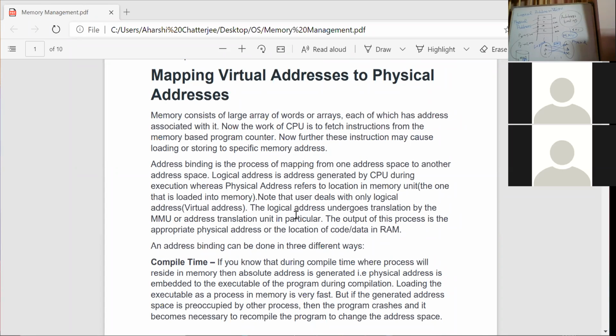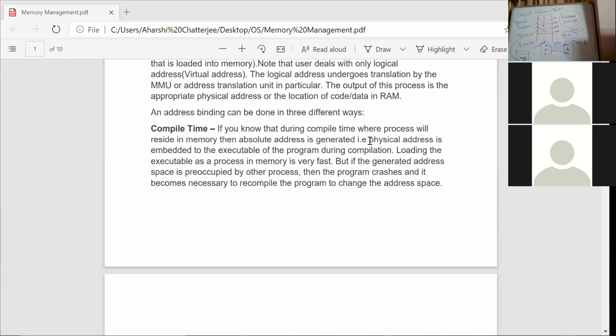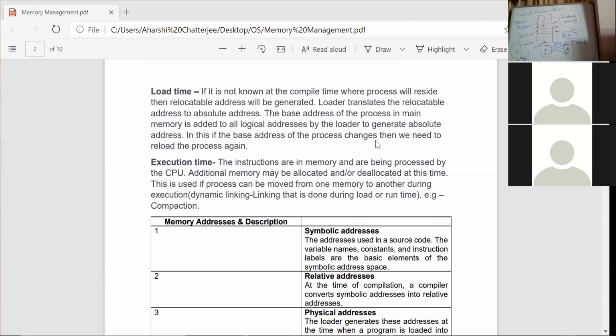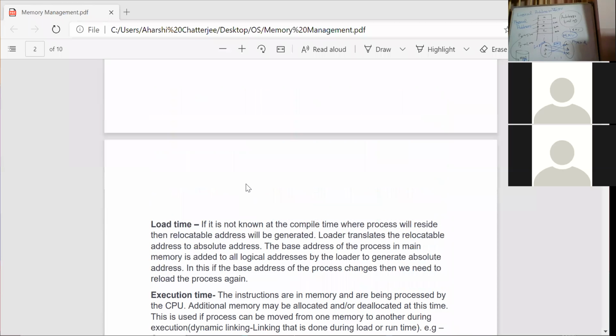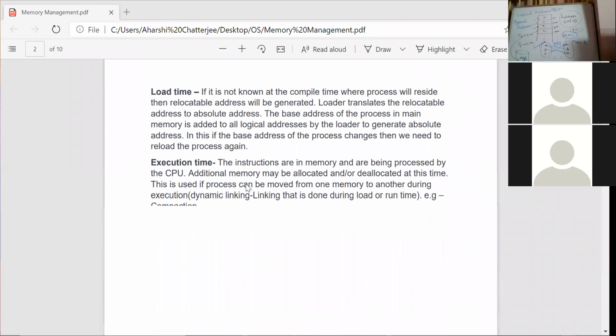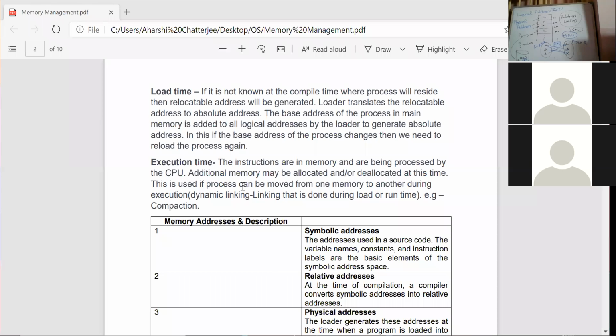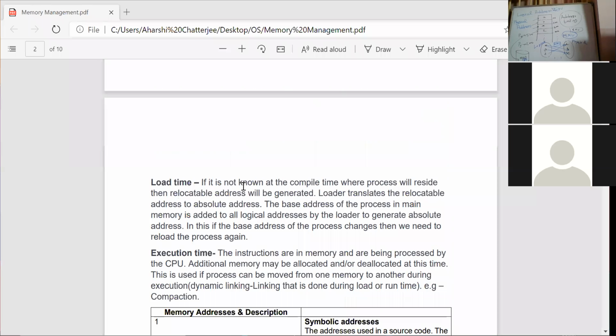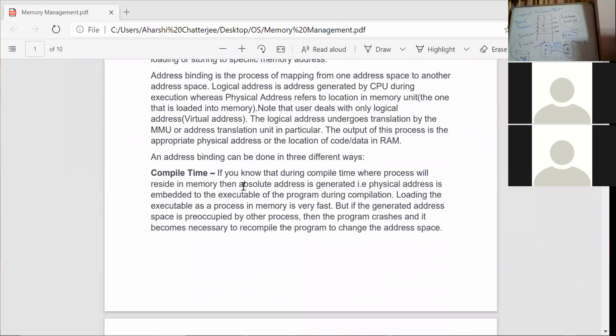Now this address binding, that is, logical to physical address conversion, can be done in three ways. There are three types of address binding mechanisms: compile time address binding, load time address binding, or execution time address binding. Three kinds of address binding mechanisms are there. Now, what is compile time address binding?